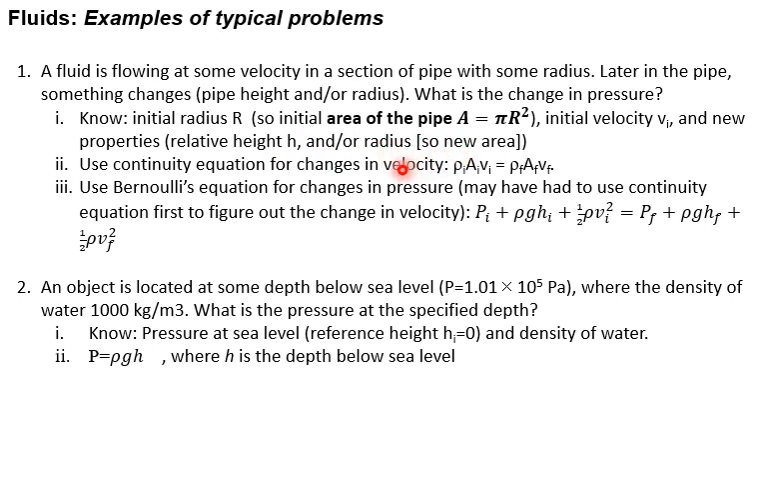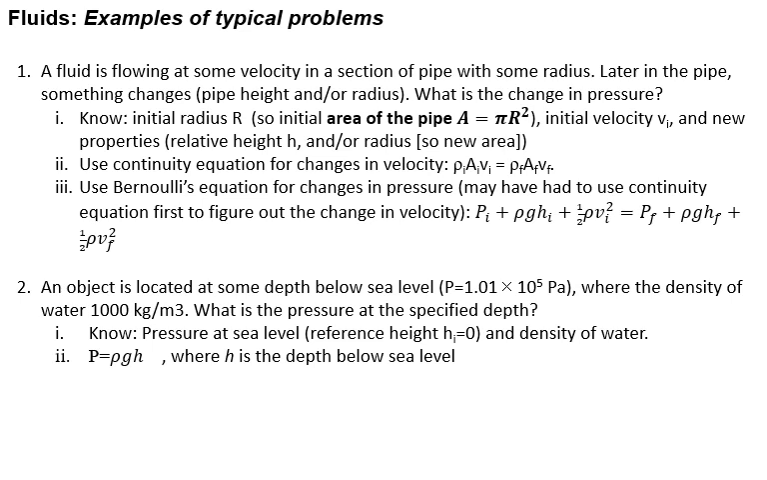If you want the change in velocity, you're going to use the continuity equation. Oftentimes we will tell you that the density doesn't change, and so then you can just cancel the density out. Then you're just comparing the product of the initial area of the pipe times the initial velocity to the final. For changes in pressure, you're going to need to use Bernoulli's equation. Keep in mind that if you don't know the final velocity, you may have to use the continuity equation to get you that final velocity. And then you can go ahead and use Bernoulli's equation.